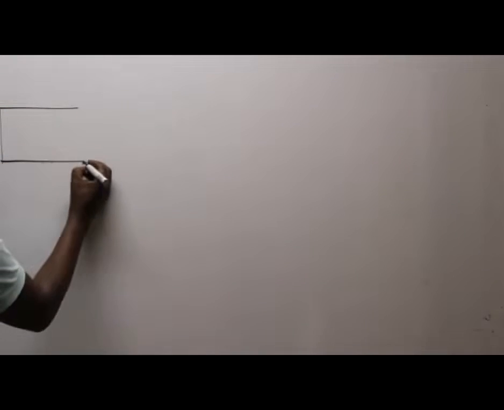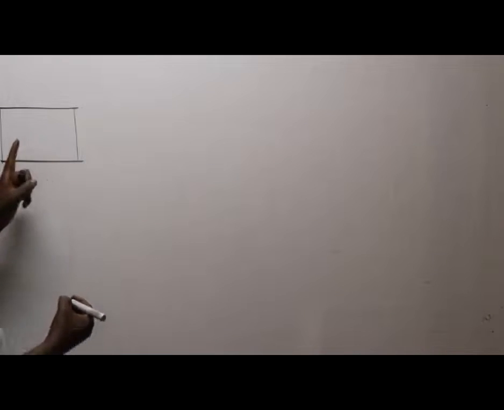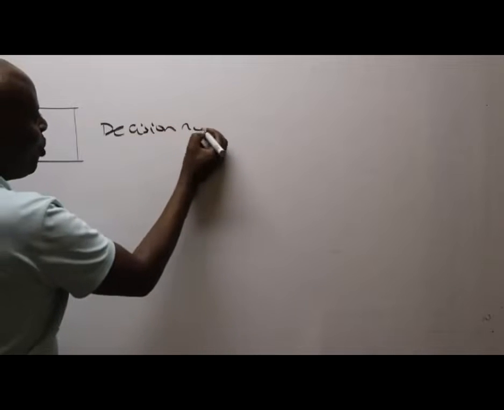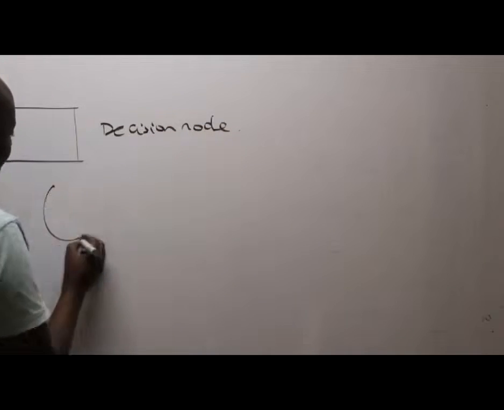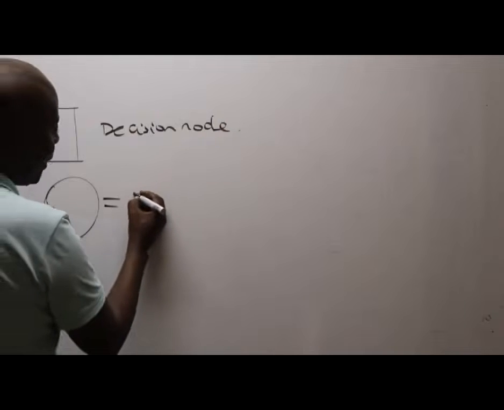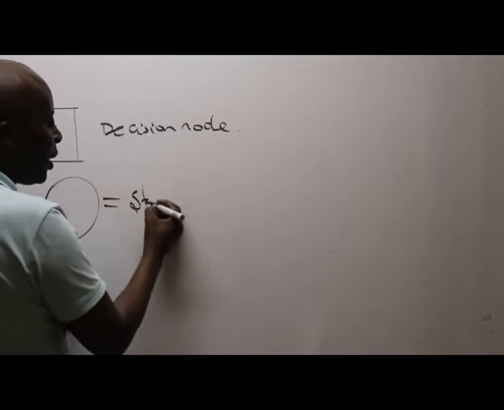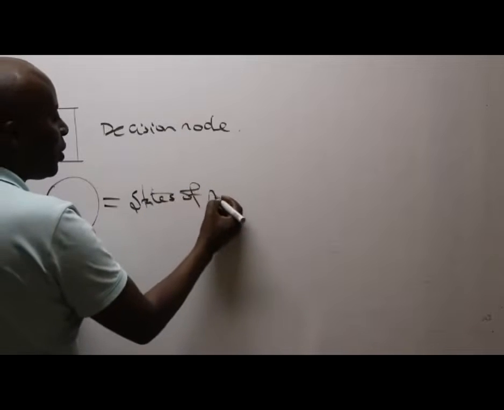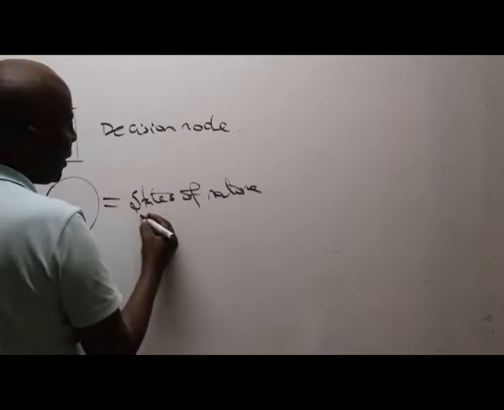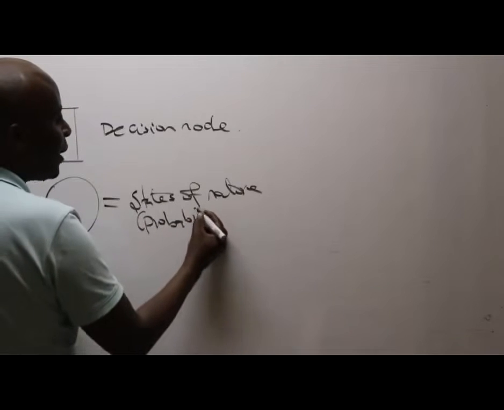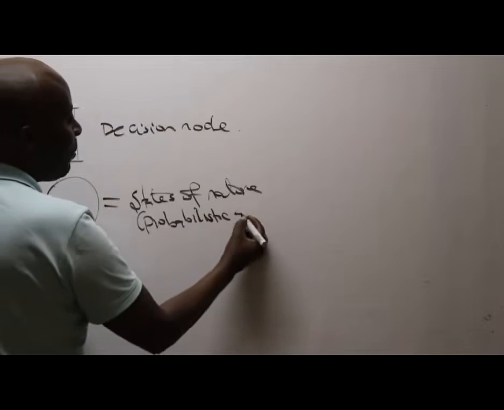Don't forget, ladies and gentlemen, that basically we have got 2 nodes in decision trees. We have a box node, which is what we call a decision node. And then we have a circle node, which is a chance node, or a states of nature node. The states of nature node is the one that carries the probabilistic events.